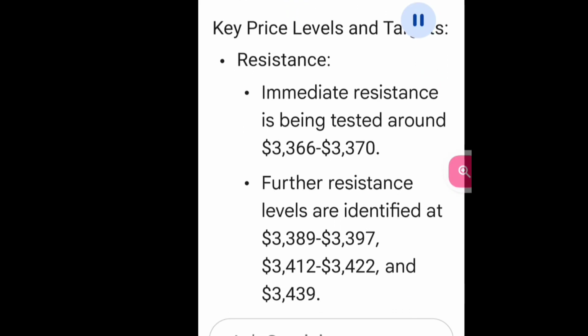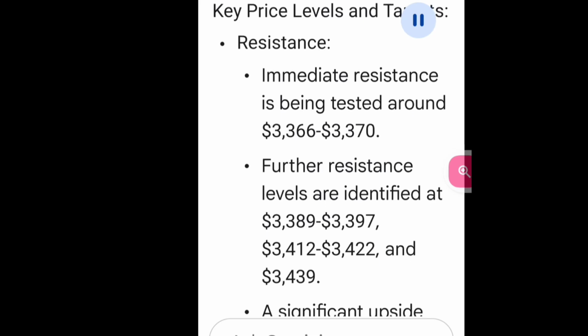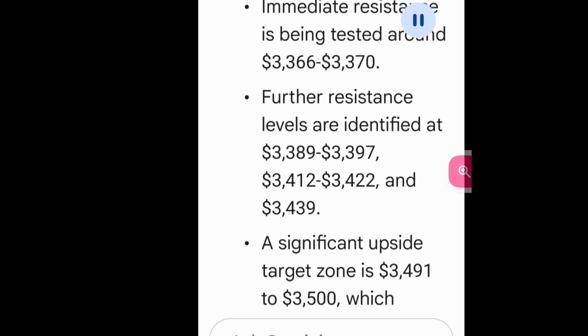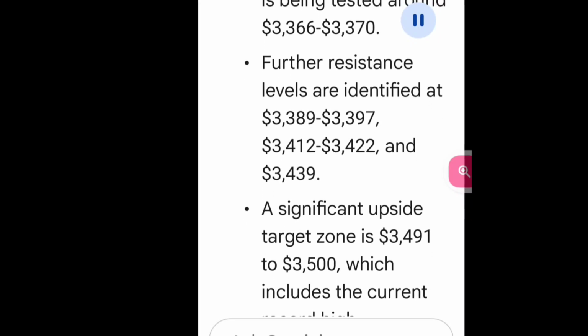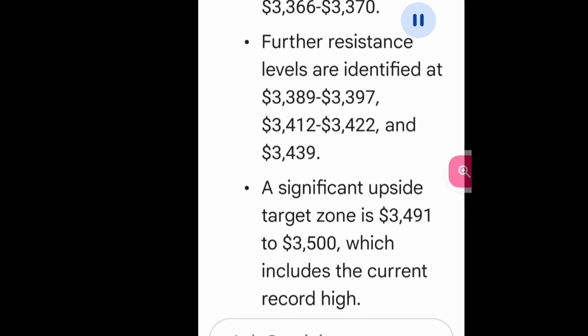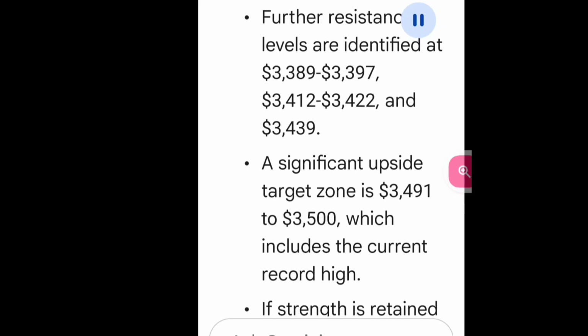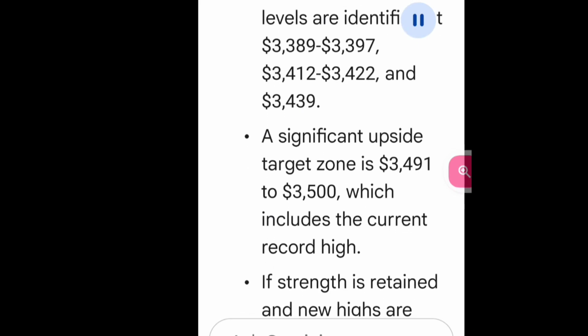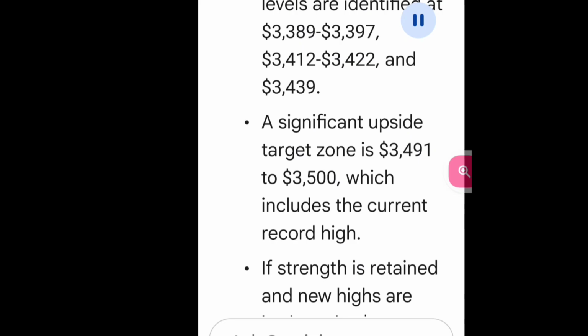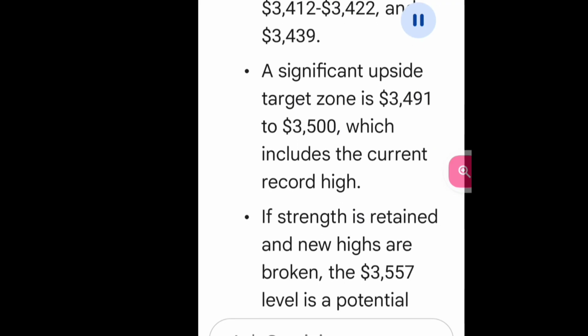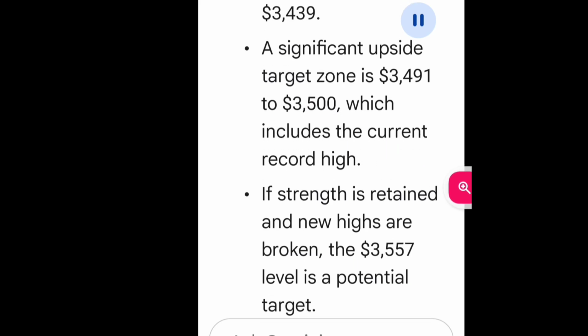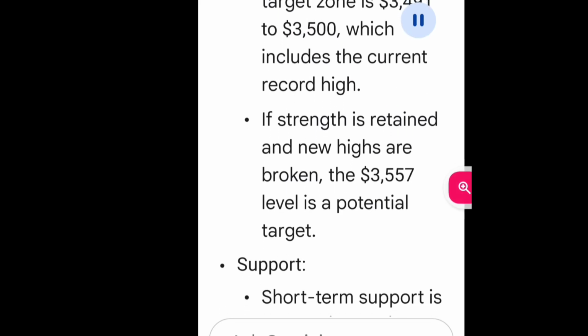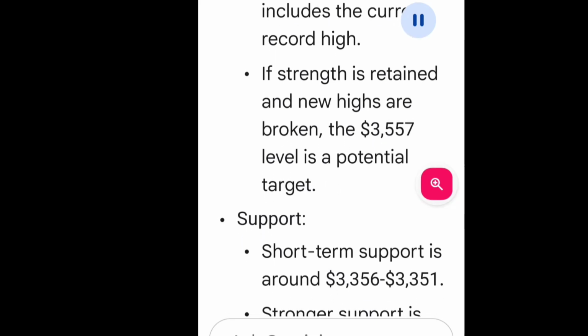Key price levels and targets. Resistance: immediate resistance is being tested around 3,366-3,370. Further resistance levels are identified at 3,389-3,397, 3,412-3,422, and $3,439. A significant upside target zone is $3,491 to $3,500, which includes the current record high. If strength is retained and new highs are broken, the $3,557 level is a potential target.